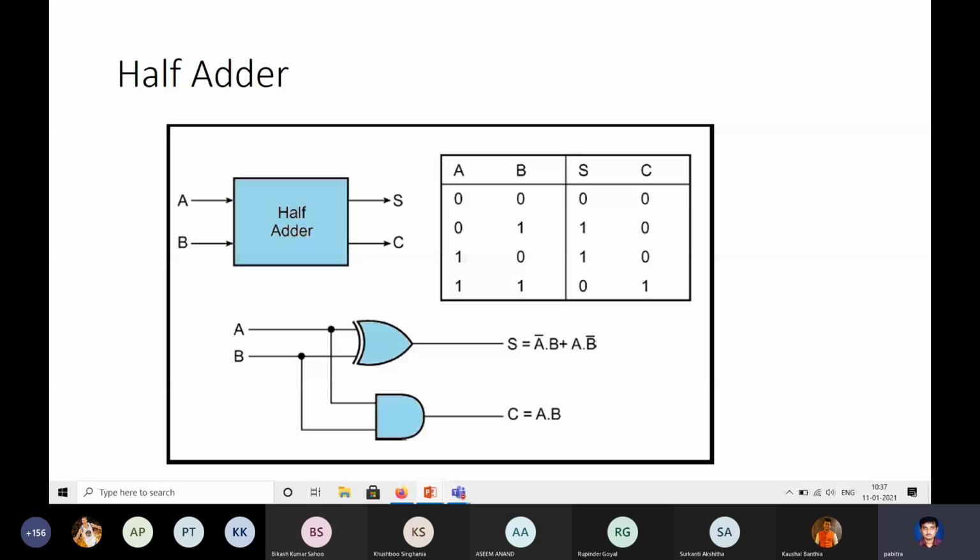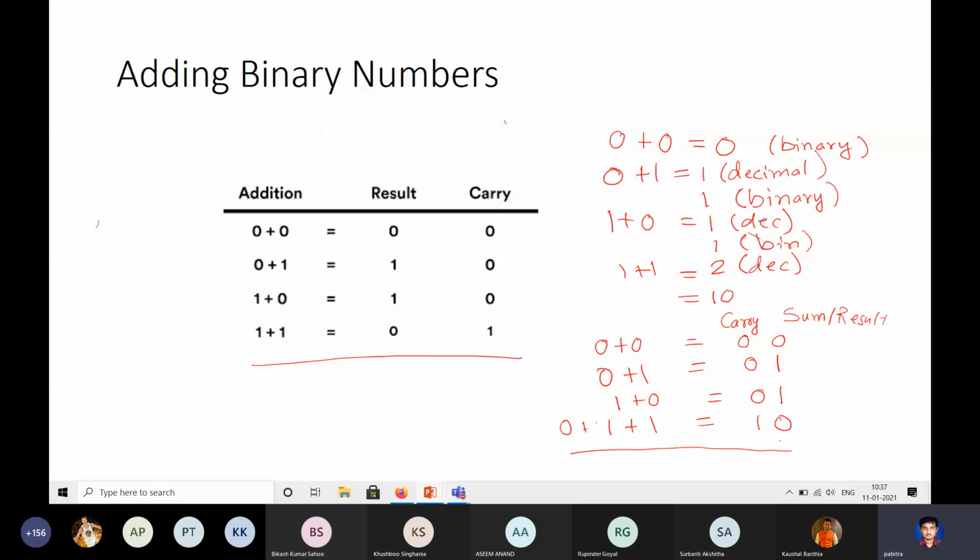All right. So now our next goal is to first build a circuit to add 2 single bit numbers. Then we'll use that circuit to build a circuit to add 2 n-bit numbers.